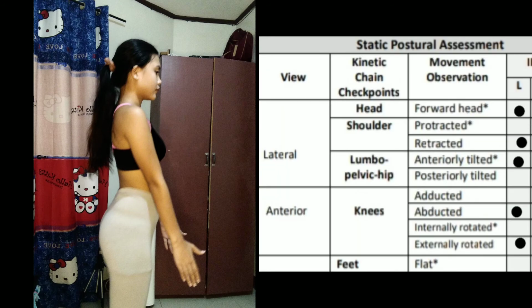Next, we'll have lumbopelvic hip. When you say anteriorly tilted, it means your pelvis is rotated forward, and posteriorly tilted is where the front of the pelvis tilts up and back. It's very obvious the client's lumbopelvic hip is anteriorly tilted, so I'm going to put a check mark on both left and right.